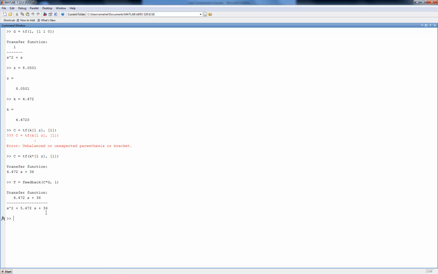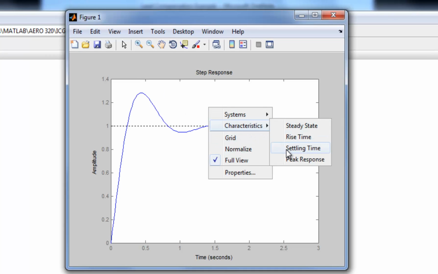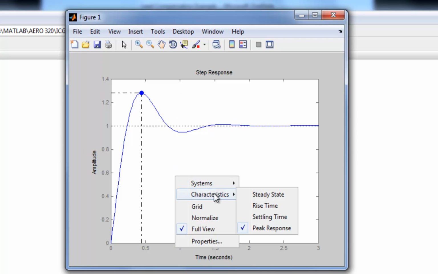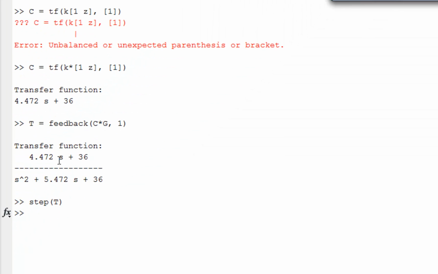Notice the natural frequency squared here is 36. And notice there's this zero up here. So let's take a look and see what happens when we enter the system into the step command. We see that if we look at the peak response, it's actually more than 20%. The rise time is much less than 0.3 seconds, but we definitely have a lot of overshoot. This overshoot comes from the location of the zero. Let's see how we can impact this.